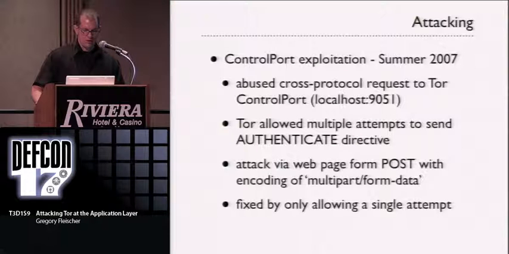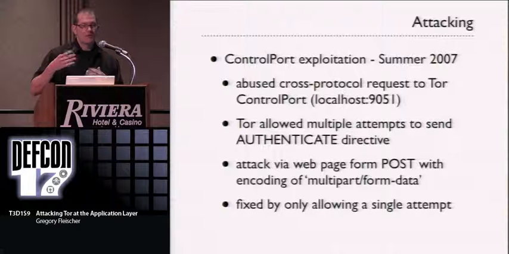And then we'll talk a little bit about control port exploitation. This was a very big topic in the summer of 2007. During the time of DEF CON and Black Hat, Kyle Williams discovered a very interesting cross-protocol attack against the local control port. Basically, what was happening was Tor was allowing multiple attempts at sending the authenticate request. And if you didn't have a password set, the authenticate request could be sent multiple times, over and over and over again.